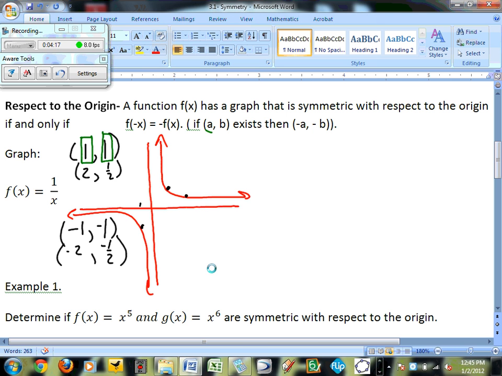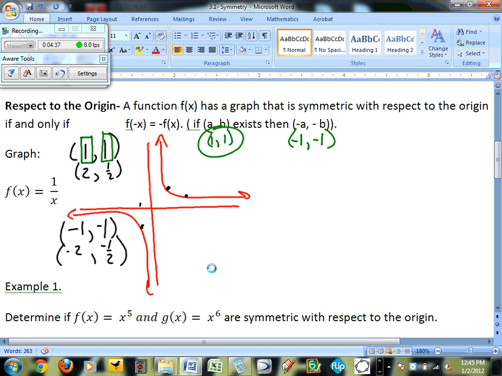That's this part, 1, 1. If I plug in 1, 1, if that is a point on this graph, in order for this to be symmetric with respect to the origin, the point -1, -1 would have to be on the graph. We find out that that's true.